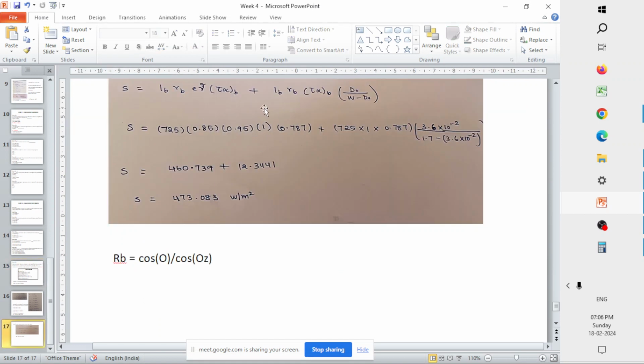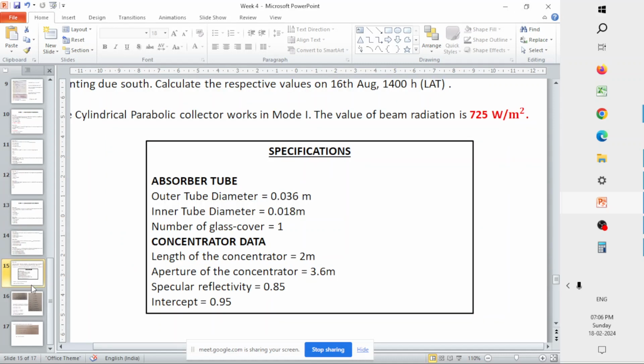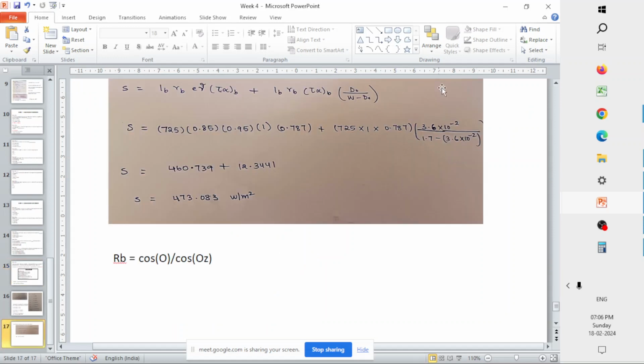So you have this particular part of the expression done. Now you come to this D naught minus W minus D naught. D naught is the outer diameter of your tube, that is 0.036 meter, and your W is the aperture of the concentrator, that is 3.6 meters. So if you calculate, your S will be 473.083 watt per meter square.